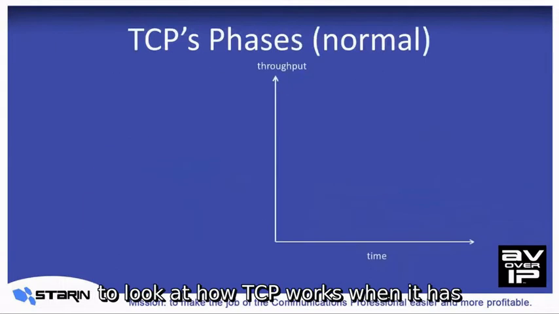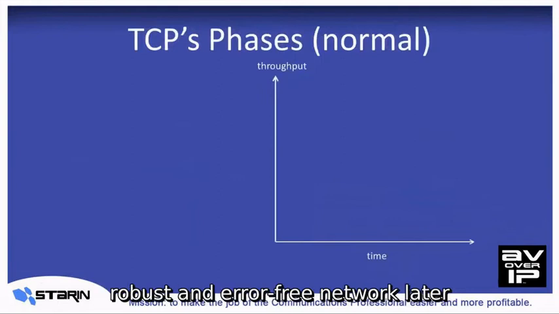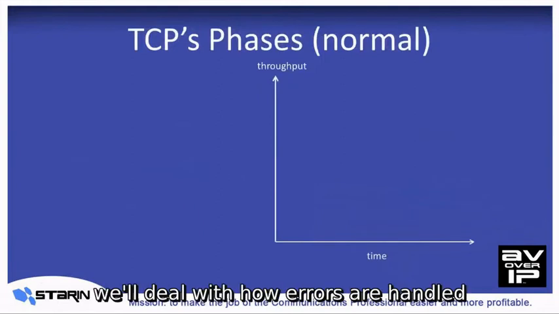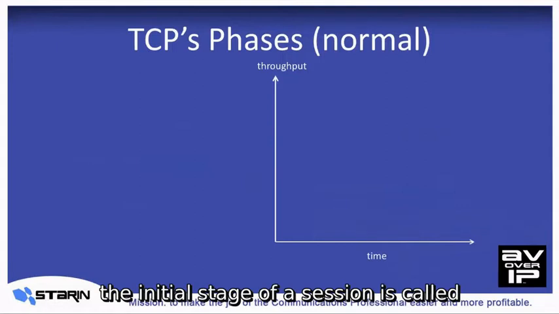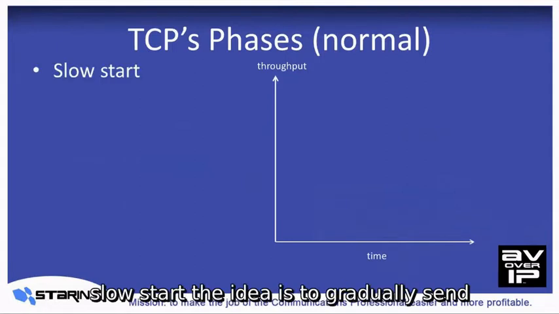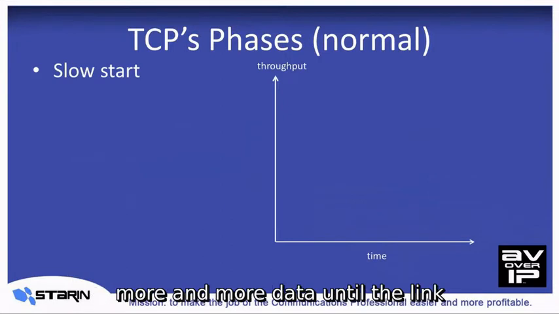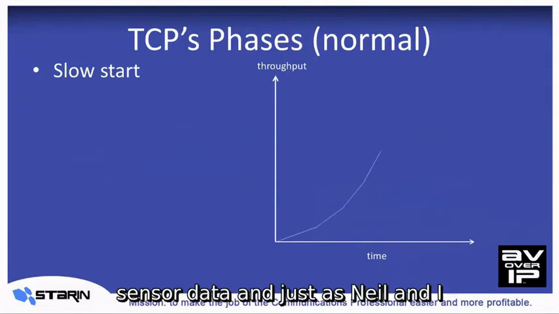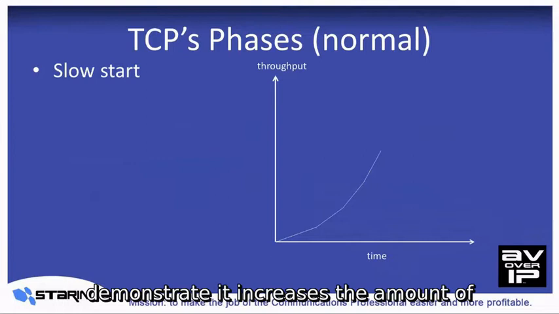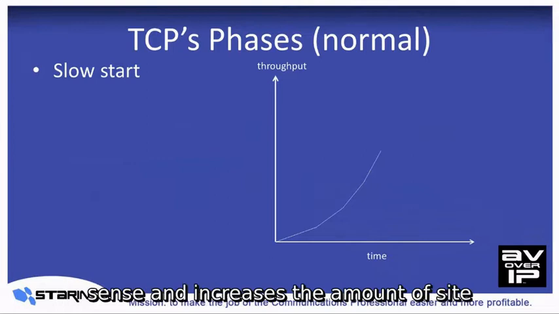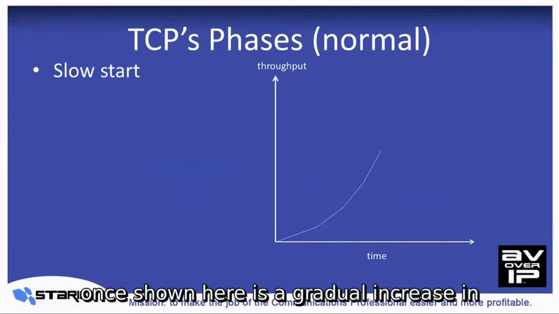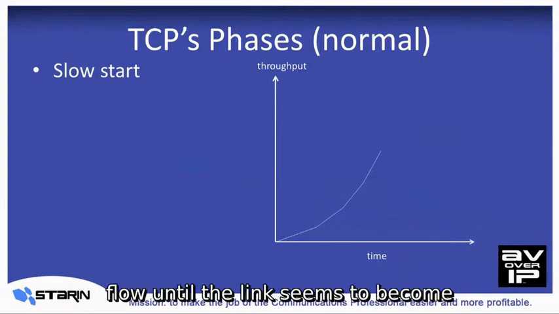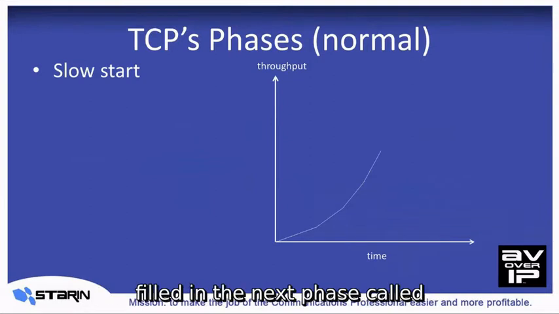We're going to look at how TCP works when it has a robust and error-free network. Later, we'll deal with how errors are handled. The initial stage of the session is called slow start. The idea is to gradually send more and more data until the link becomes saturated. You can see here it sends some data, and just as Neil and I demonstrated, increases the amount it sends and increases the amount that it sends. What is shown here is a gradual increase in the flow until the link seems to become filled.